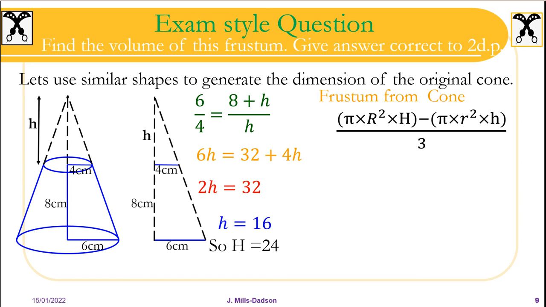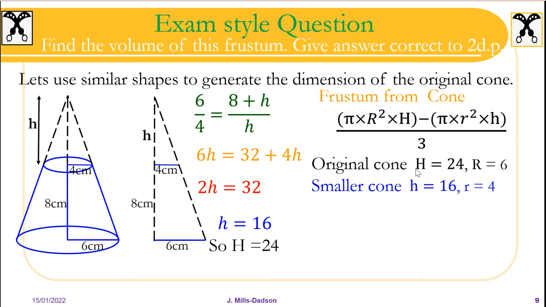H is 16. So if h is 16, then the bigger height should be 16 plus 8. That's why I have 24. So the 16 is for the smaller height. Now all I need to do is to substitute the values into the formula. I have my original cone, the bigger one. Height is 24, bigger radius is 6. Smaller cone, height is 16, smaller radius is 4.